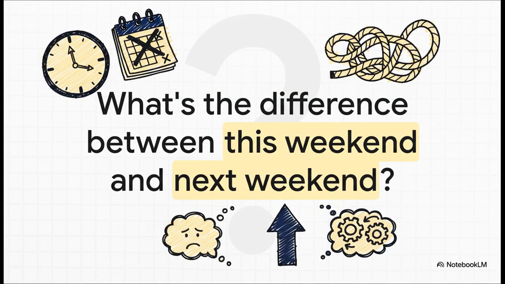Right? This is the stuff that gets us. When somebody says later this week, what day do they actually mean? And that classic confusion: is this weekend the one that's just a few days away, or is that actually next weekend? Getting this wrong leads to missed plans, confused friends. It's a mess. So how do we fix it?